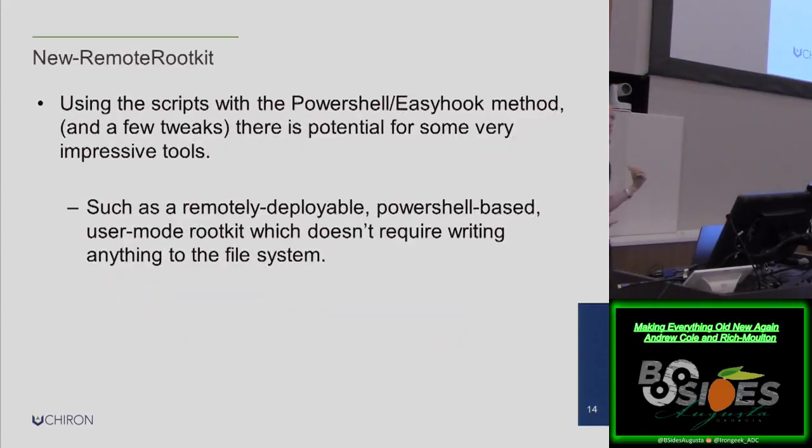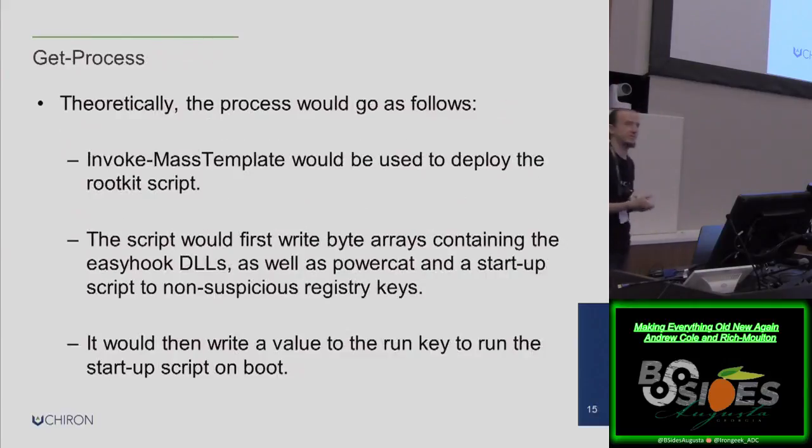So now, combining those scripts and some easy hook methods, you could theoretically create a remotely deployable, PowerShell-based, user mode rootkit that doesn't require anything to be written to the file system. It's going to take a fair bit of coding, but you can do it. Theoretically, you would use Invoke-Command as your delivery method. You are going to need some domain credentials to make this work. Otherwise, you're not going to have the ability to force the remote box to call back and grab your script.